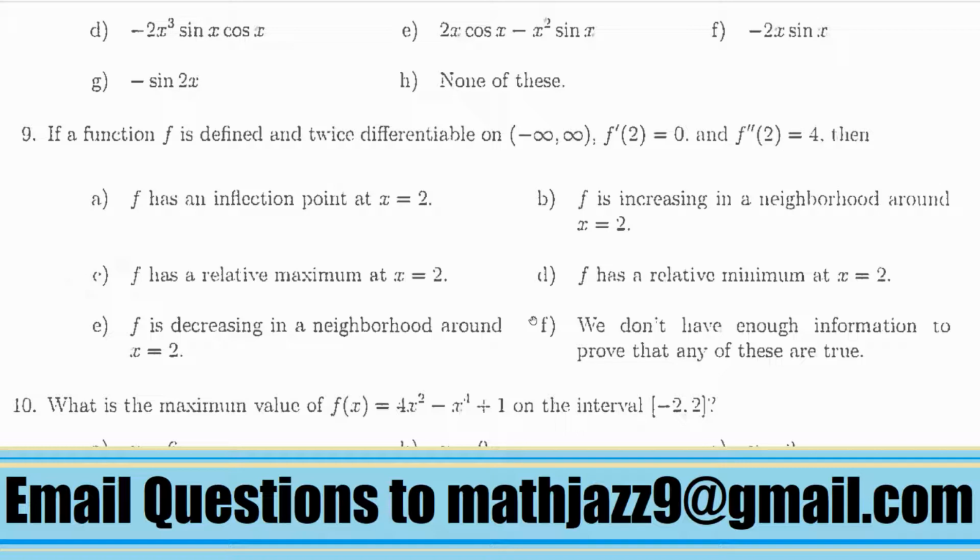Look at E. It says f is decreasing in a neighborhood around x equals 2. No, for the same reason that B is false, E is also false. Because even though f is increasing on the right and decreasing on the left, it's not increasing or decreasing on both sides of 2. And F is false because we have enough information to conclude that D is correct. So that is our answer, and we move on.